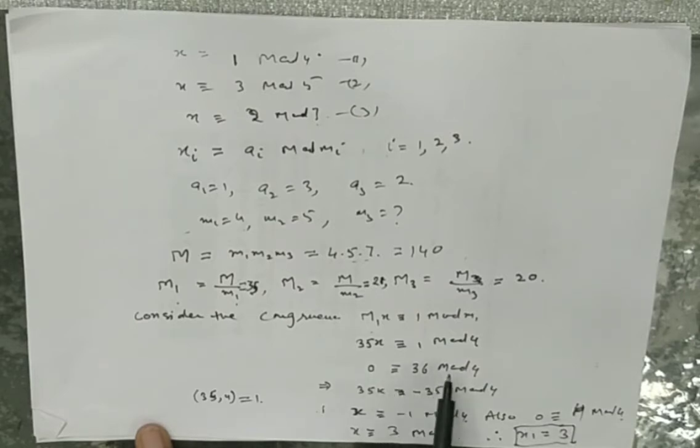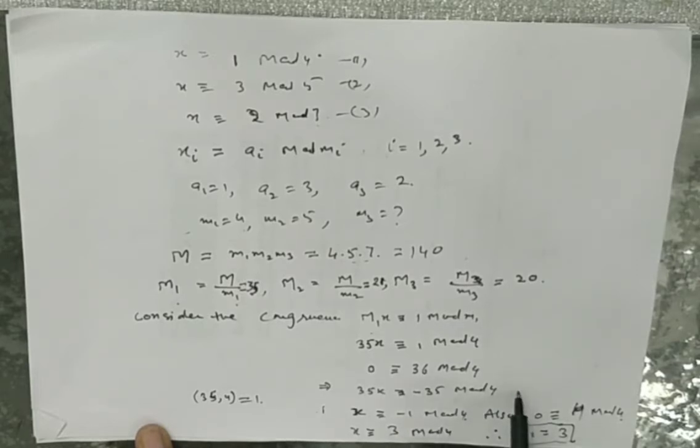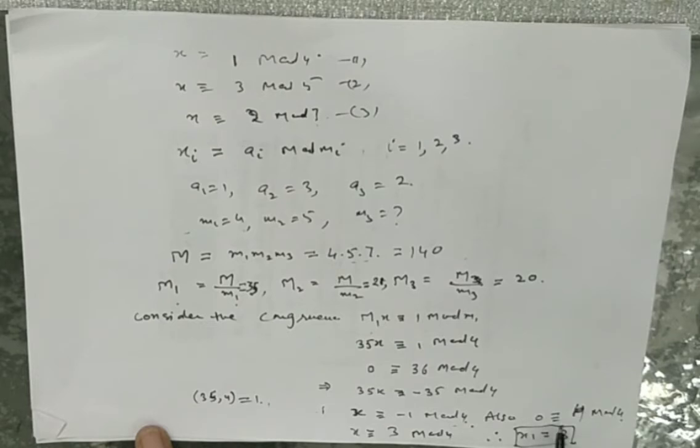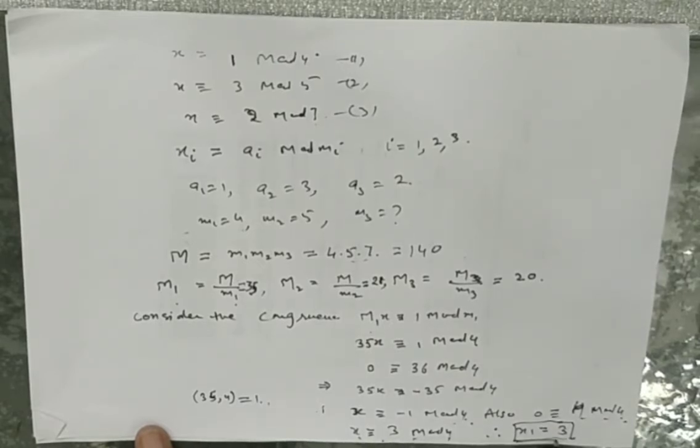Now we have 0 is congruent to 36 modulo 4. So subtracting these two we get 35x is congruent to minus 35 modulo 4. Now because 35 and 4 are co-prime, therefore cancelling 35 we will get x is congruent to minus 1 modulo 4. To make it positive we know that 0 is congruent to 4 modulo 4, and adding these two we get x is congruent to 3 modulo 4. So in this way we get x1 is equal to 3.